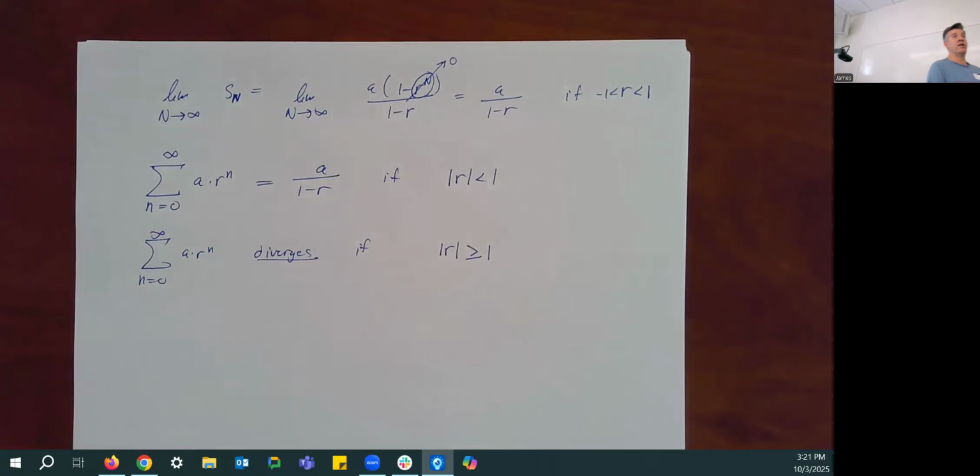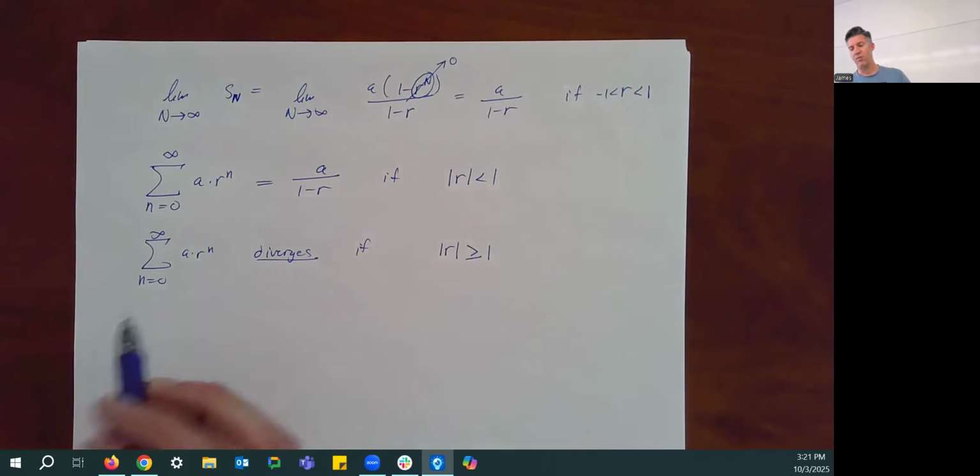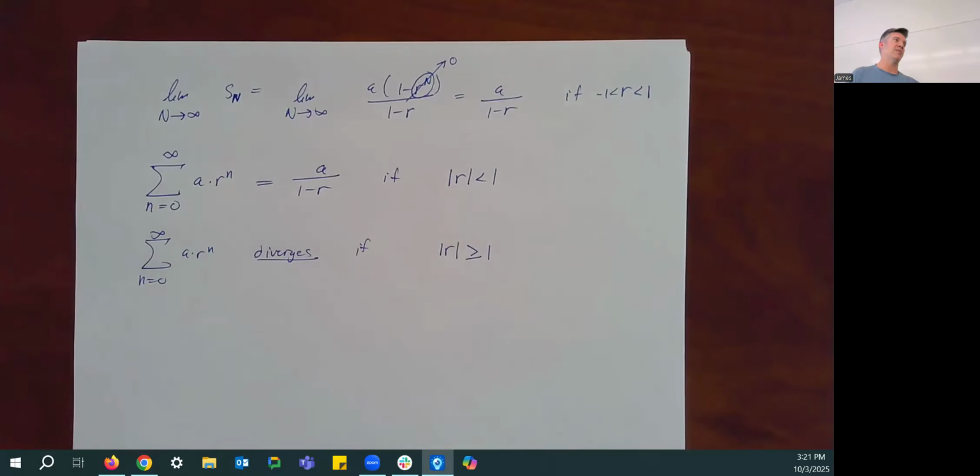So if R is equal to 1, this thing diverges. We get A times 1 plus A times 1 plus A times 1 plus A times 1, an infinite number of times. So we get infinity. It also diverges if R is equal to -1.